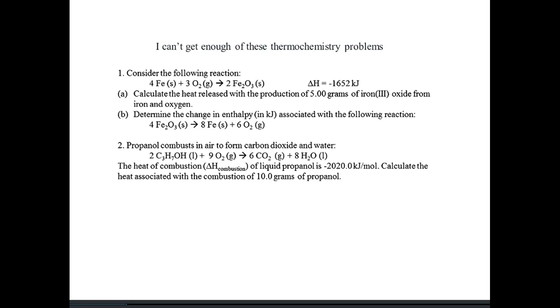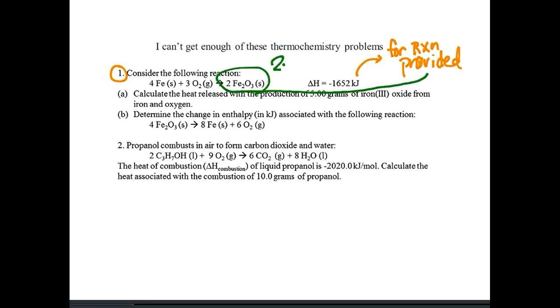We know the amount of heat that's released when 2 moles form, right? That's the value given up there. 1652 kilojoules are released when 2 moles form. So let's instead convert that 5 grams into moles. That's the value for the reaction that's provided, which forms 2 moles. So we're going to take our 5 grams and figure out how many moles that is.